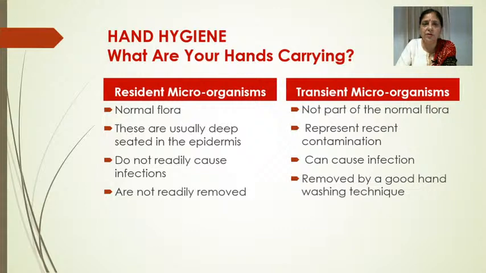So going first to hand hygiene. Now, what are your hands carrying? Do they carry any microorganisms? Yes, there is resident flora, which is the normal flora, and it is helpful to the human body. It is usually deep seated in the epidermis, does not cause any infections, and cannot be removed easily. But once we touch any contaminated surface, any fomite, there is the presence of transient microorganisms, which are not part of the normal flora. They represent recent contamination, and this is what causes infection, and it is only removed by a good handwashing technique.